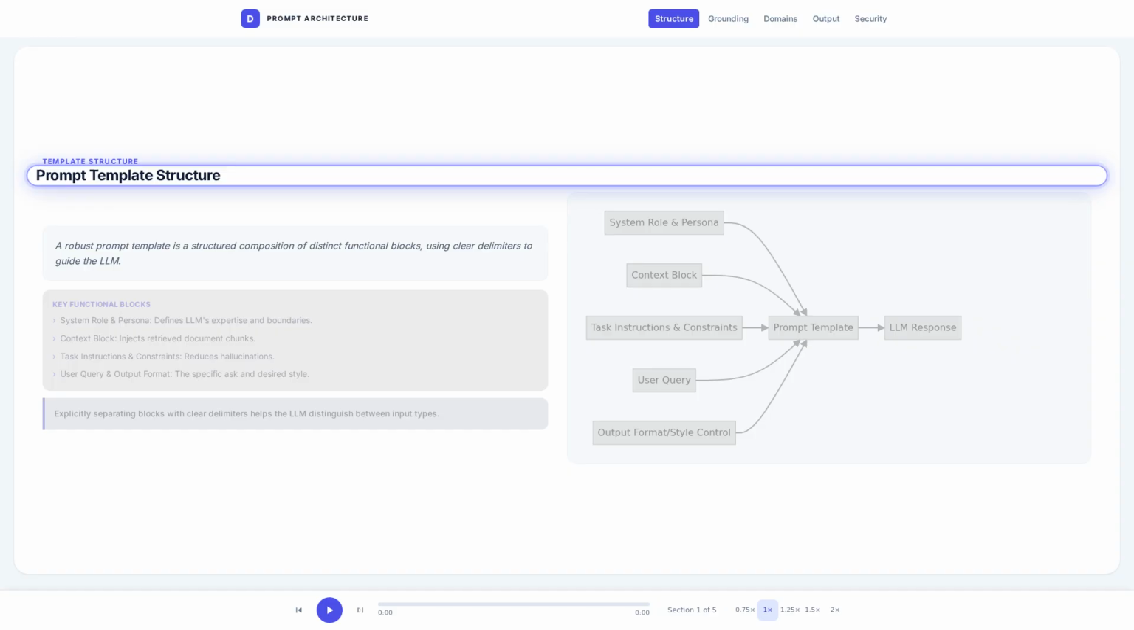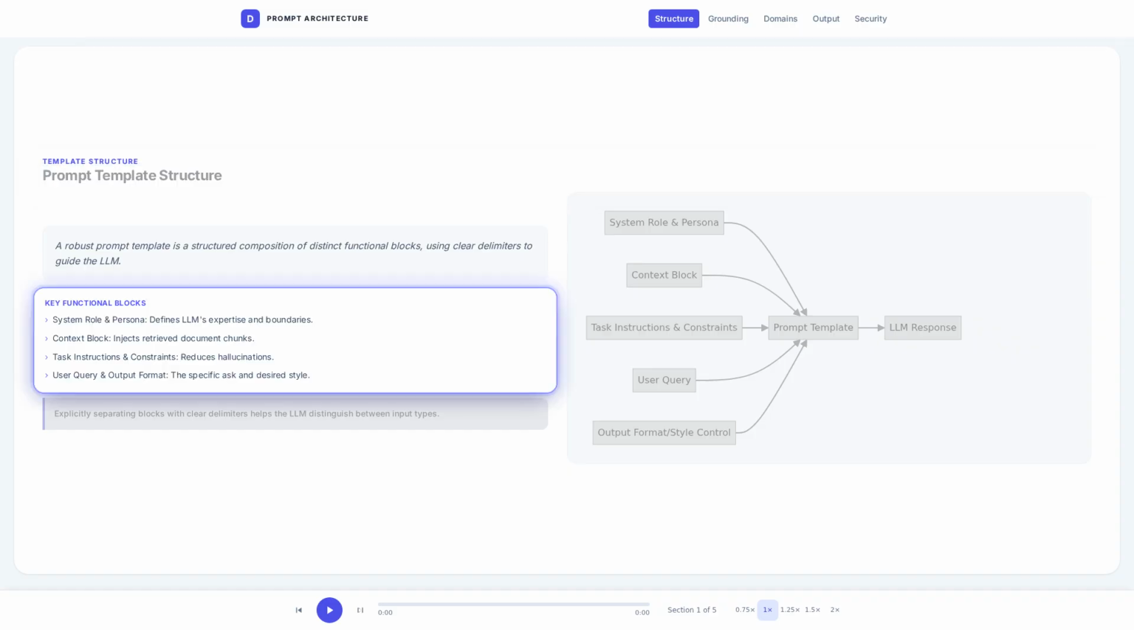There's the system role and the persona. This tells the LLM what it is and what it shouldn't do. Then the context block. This is where we put in information, like document chunks we retrieve. Next, task instructions and constraints. These help stop the model from making things up and guide its behavior. Of course, there's the user query, what you're actually asking. And finally, output format or style control. This makes sure the answer is shaped right and has the right tone.